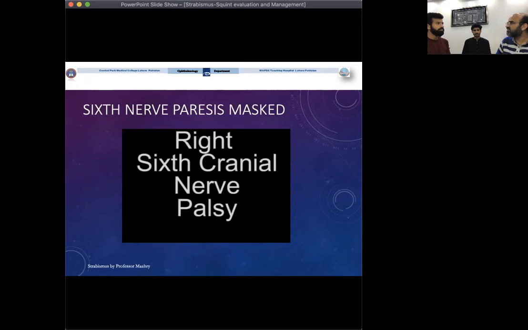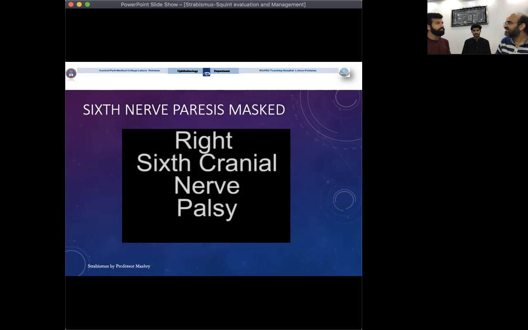Until we have asked for the history and other things, we will just see that there is esotropia. The eye is deviated, convergent, deviated in. So it is a convergent squint, because the right lateral rectus muscle is not working. So what will you do? You will cover which eye? The normal eye, the left eye.